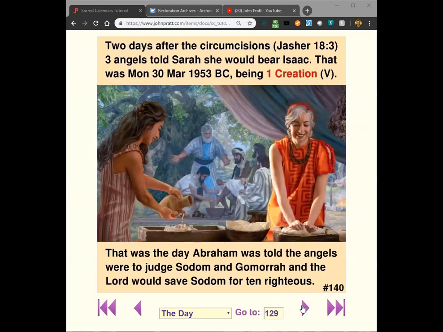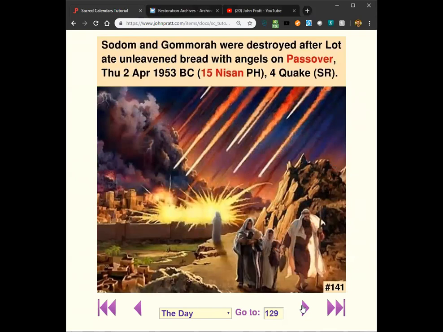Sodom and Gomorrah destroyed after Lot ate unleavened bread with the angels on Passover, on Thursday, the 2nd of April, 15 Nisan. I put in the 4 quake because on the Aztec calendar, they show the destructions of the world. One of the destructions was on 4 quake, and this was the day 4 quake, and it was a pretty bad destruction. So that's when Lot and wife and some of the kids and married kids leave.